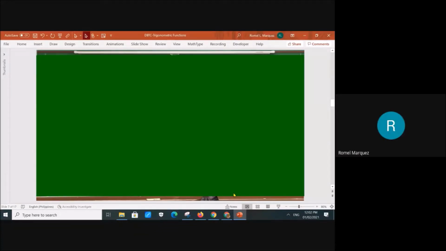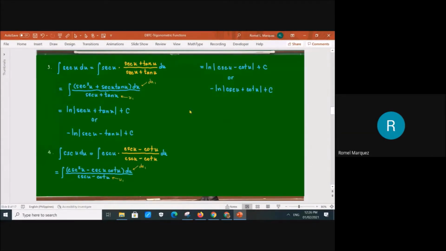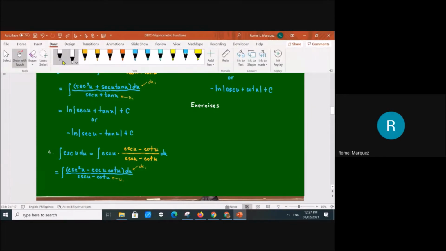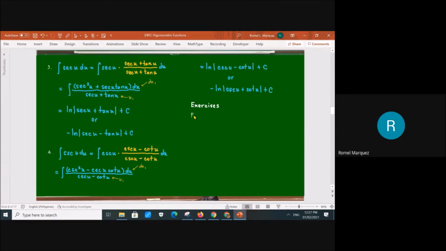Today we're going to discuss integration leading to trigonometric functions. Okay, let us have some exercises. So, exercises. Evaluate the given integral. Evaluate the given integral.